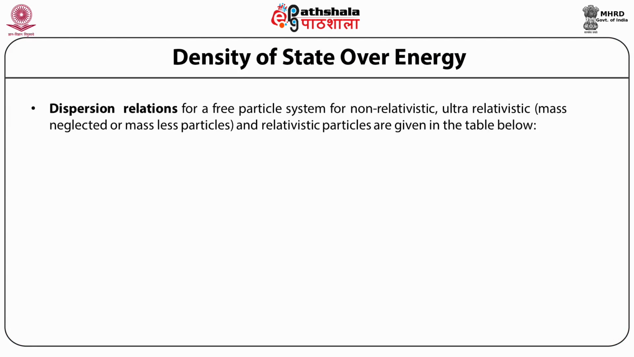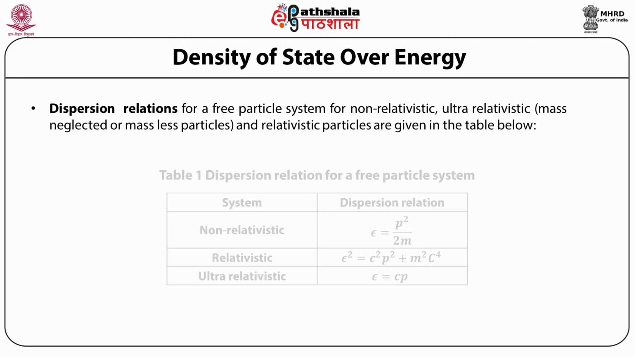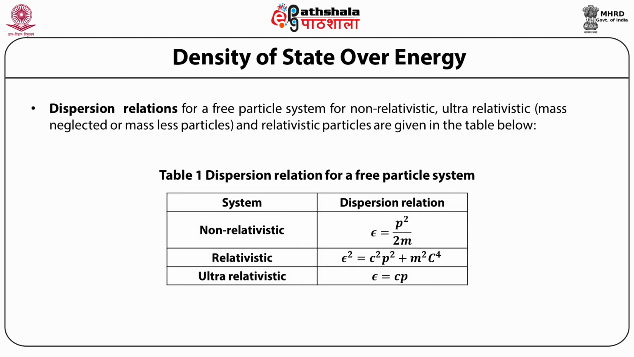Dispersion relations for a free particle system for non-relativistic, ultra-relativistic (mass neglected or massless particles) and relativistic particles are given in the table below. For non-relativistic, the dispersion relation is epsilon is equal to p squared upon 2m. For relativistic, epsilon squared is equal to c squared p squared plus m squared c to the power 4. And for ultra-relativistic, the dispersion relation is epsilon is equal to cp.